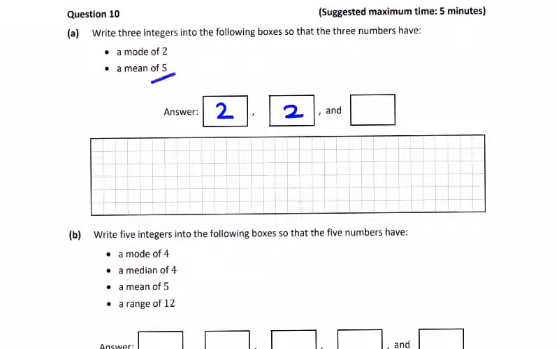And a mean of 5. And if there's 3 numbers and they have a mean of 5, it means they have to add up to 15. 15 divided by 3 will give 5. So 2 and 2 is 4, which would leave 11 in here.